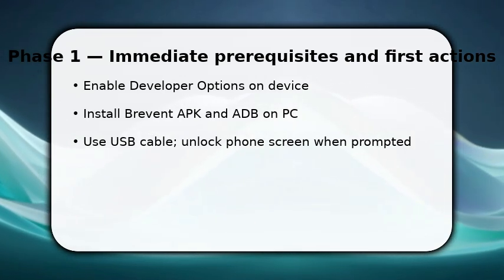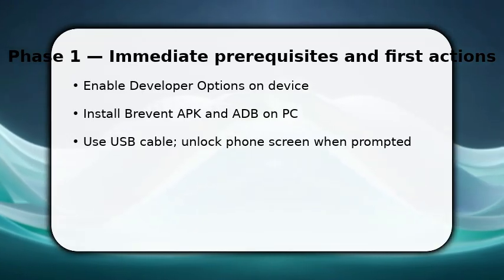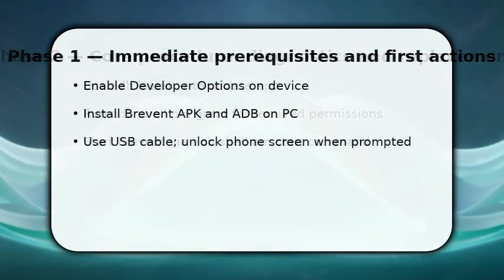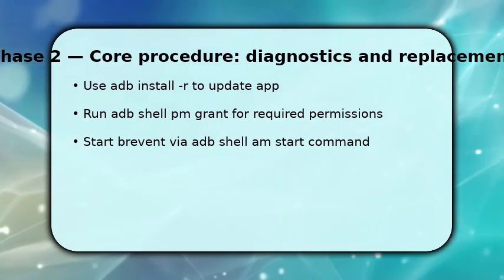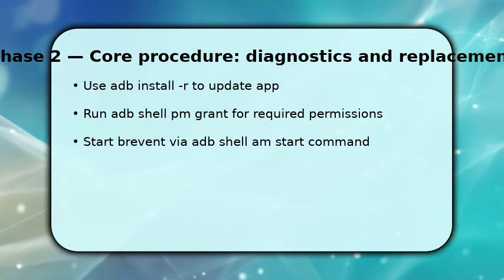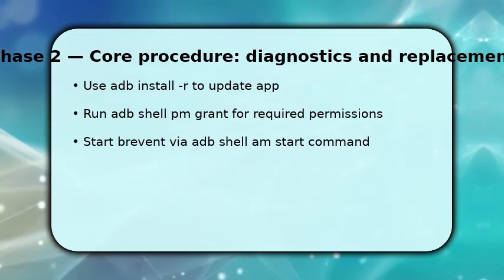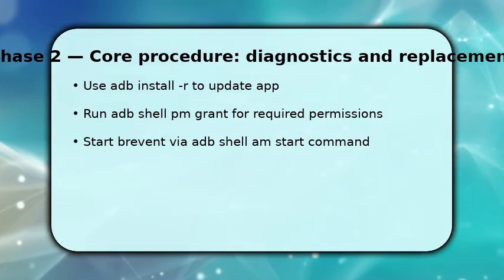You now install and grant permissions manually. Use adb install -r Brevent.apk to replace or install the app, then grant runtime permissions via adb shell pm grant package name android.permission.PACKAGE_USAGE_STATS, and any other required grants.